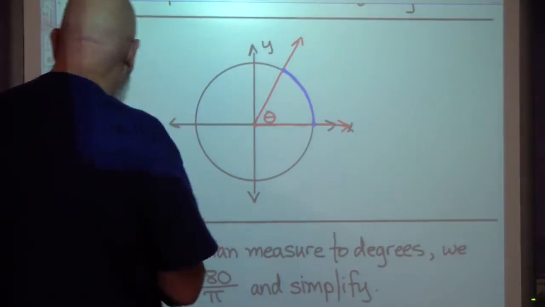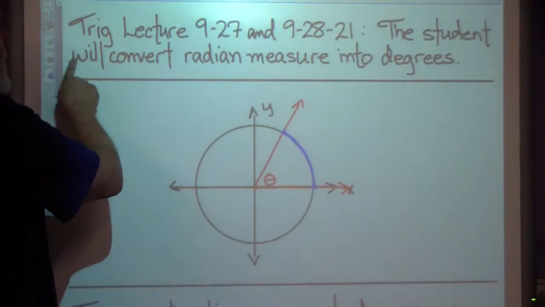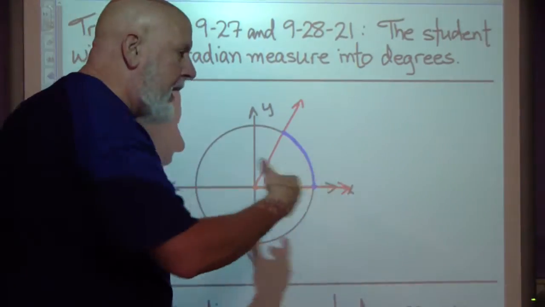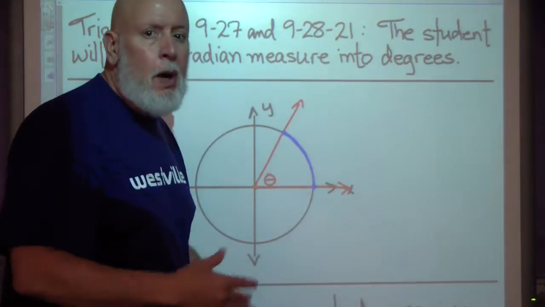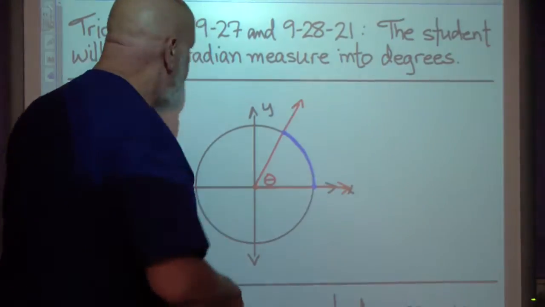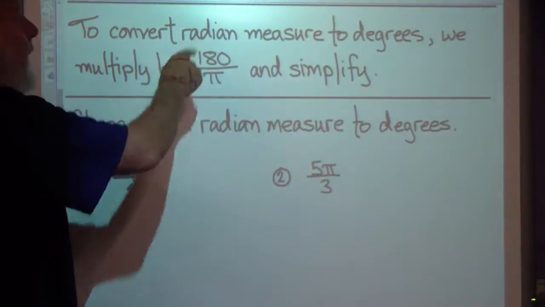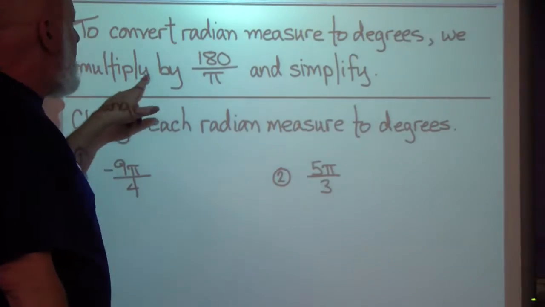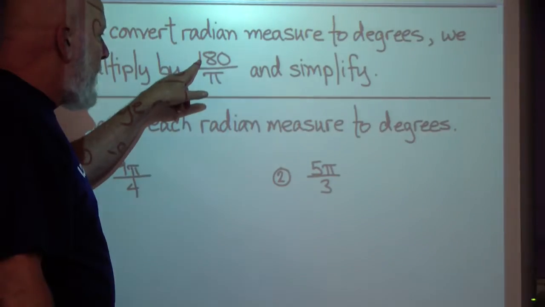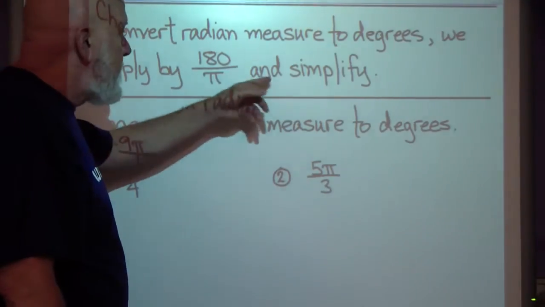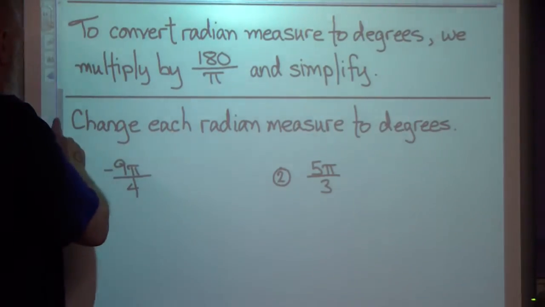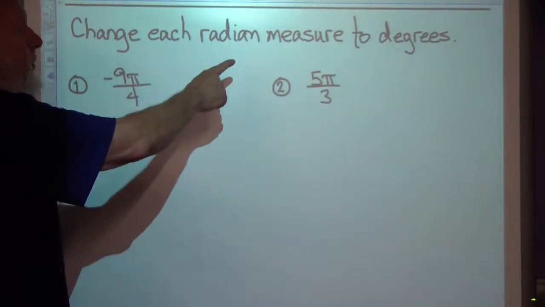Okay, but what we're going to be doing now is converting radian measure. We're going to be given a radian measure, and we're going to convert it to degrees. Here's how we do that. To convert radian measure to degrees, we multiply by 180 over pi and simplify. So that's pretty straightforward.